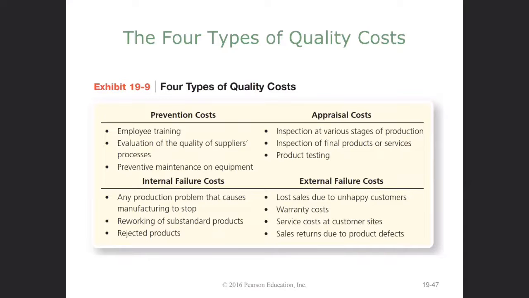Evaluation of the quality of suppliers' processes. So who's supplying you the materials needed in order to create whatever it is you're creating or perform whatever job you're trying to perform. Preventative maintenance on equipment. If your equipment fails, sometimes it completely stops production. So making sure that your equipment is properly maintained so that you don't end up having to shut everything down for a few days or however long it takes to get it fixed. You just keep it working.